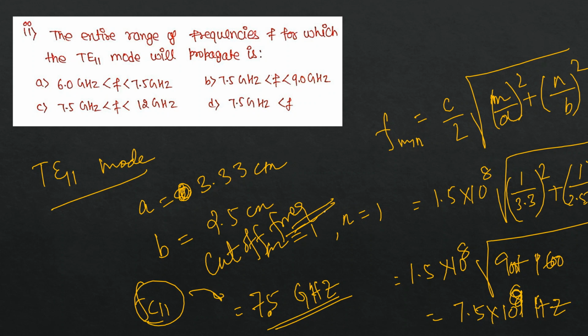That means frequency should be greater than this. This is the minimum one. Cutoff means minimum here. So it should be greater than this, isn't it? Do you get it?